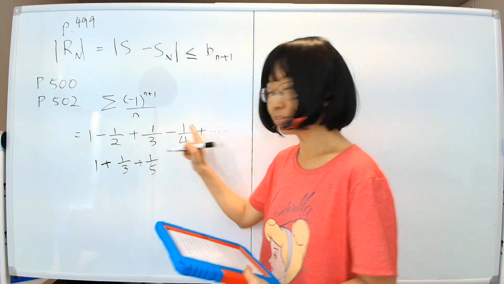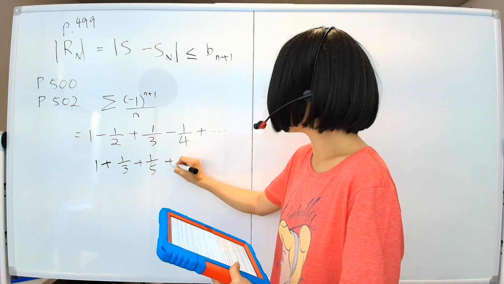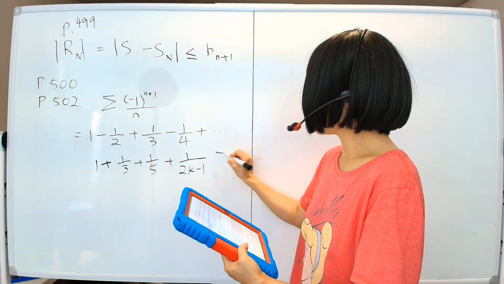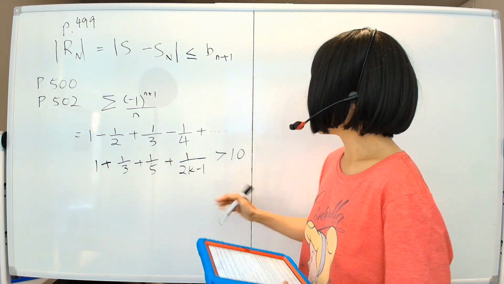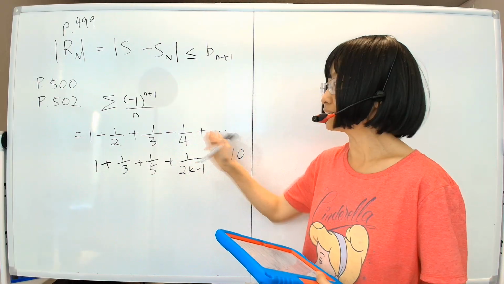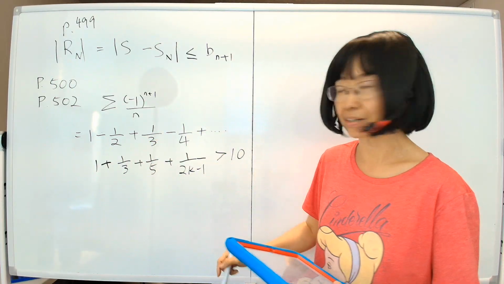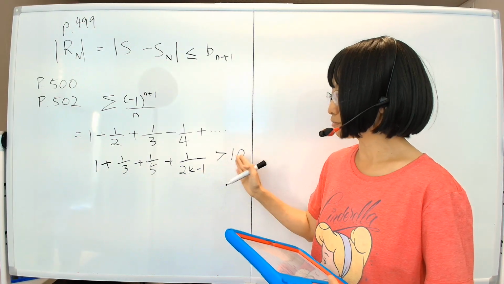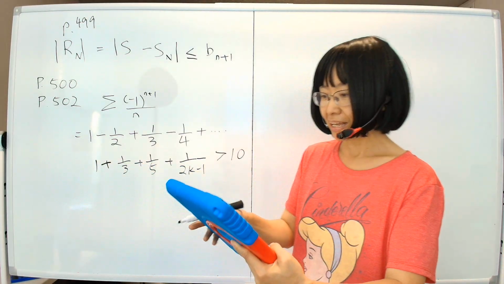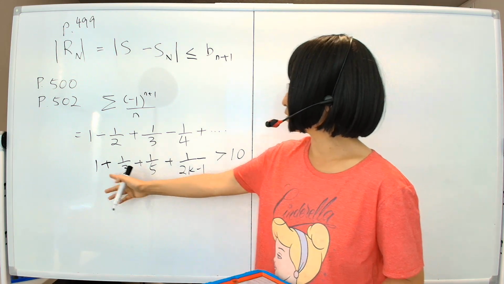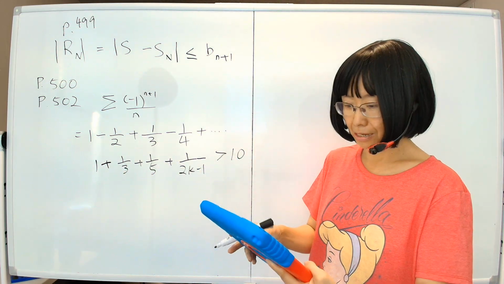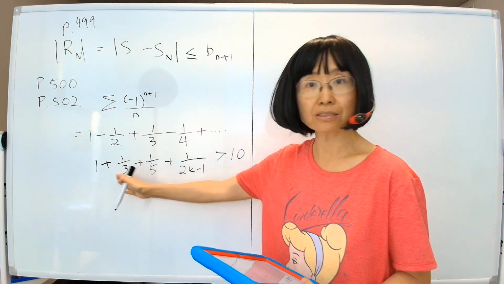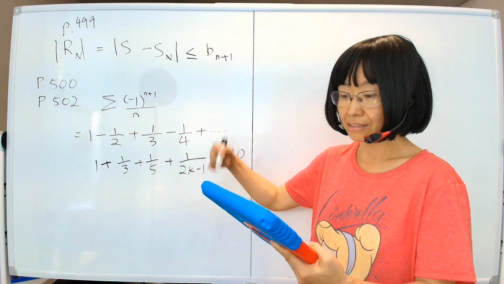We'll add up only the positive terms, all the way up to where 2k minus 1 makes the sum bigger than 10. We're still subtracting the 1/2 later. But we'll add enough, getting to k first, where this sum is bigger than 10. We can do that because the odd terms form a type of harmonic series, and this sum does go to infinity.